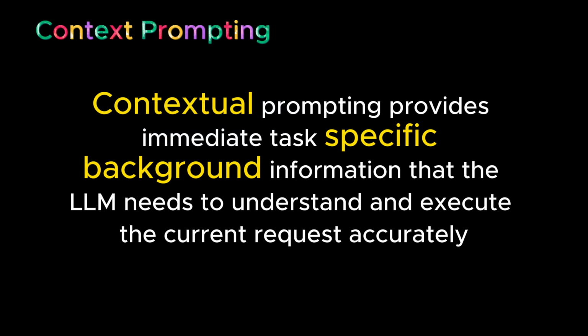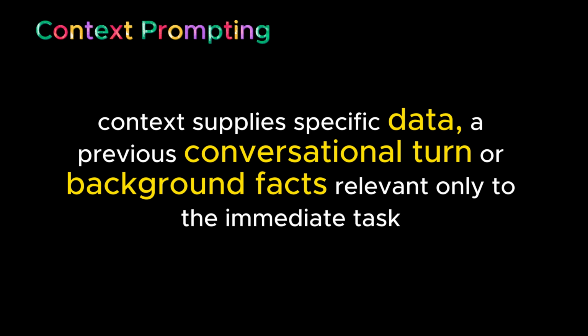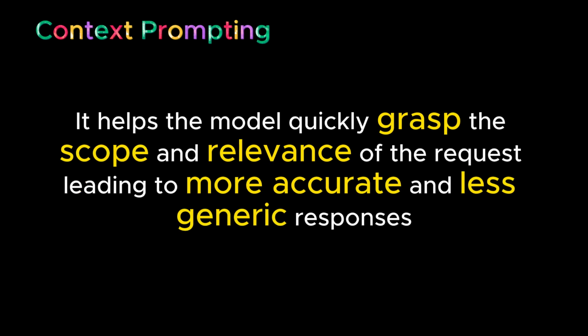Contextual prompting provides immediate, task-specific background information that the LLM needs to understand and execute the current request accurately. This information is often included right before the final question. Context supplies specific data, a previous conversational turn, or background facts relevant only to the immediate task. It helps the model quickly grasp the scope and relevance of the request, leading to more accurate and less generic responses. Check this context prompt.